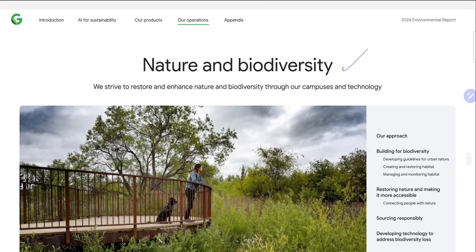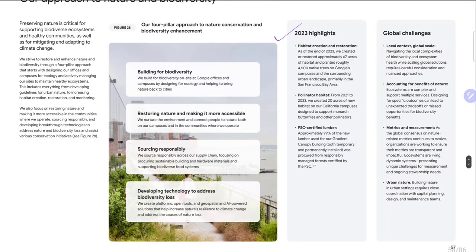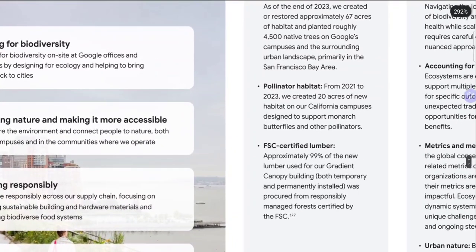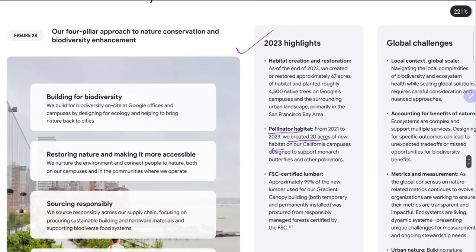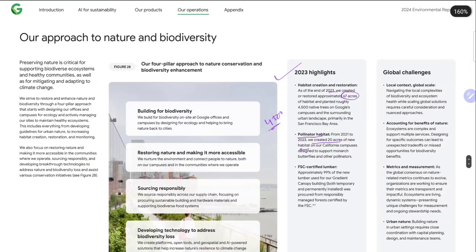And then nature and biodiversity, what is covered related to this, we see here there are certain highlights. Okay, what are the highlights? Pollinator habitat, 21 to 23 we created 20 acres of new habitat on California campuses designed to support monarch butterflies and other pollinators actually. So this is very interesting. Habitat creation and restoration, 23 created or restored approximately 67 acres of habitat and planted roughly 4,500 native trees on Google campuses actually. So this is very interesting to know.